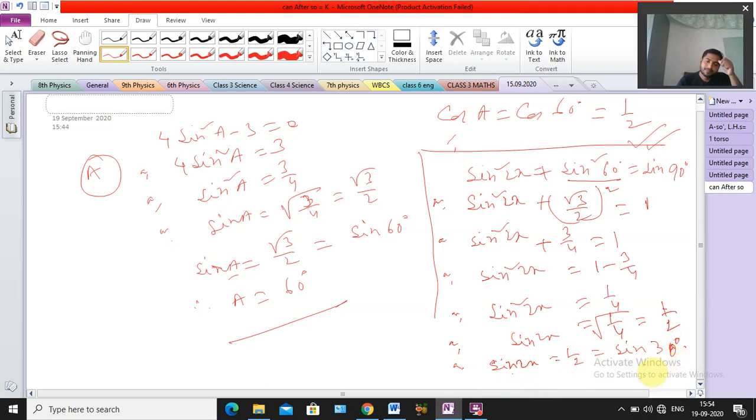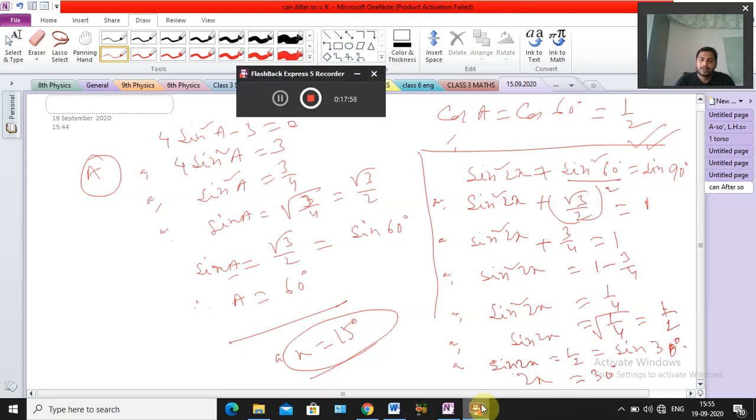So remove the sin from both sides. We are getting 2x equal to 30 degree. So 2x equal to 30 degree means x equal to 15 degree. Clear? I hope everyone is clear.